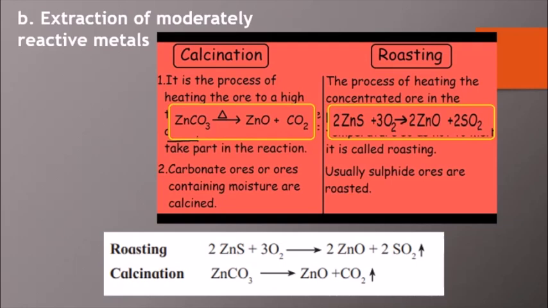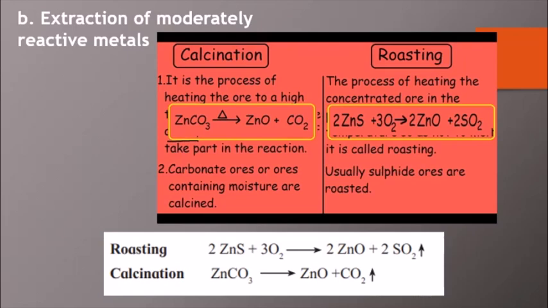Next is the extraction of moderately reactive metals, which are present in the middle of the reactivity series, like lead and copper. These are the moderately reactive metals, and they occur as their carbonates. It is very difficult to obtain metals from their carbonates, so in the first step, if we have to separate the metal, we need to convert it into oxide. First we will convert the metal carbonate into oxide, and then we will separate the metal from it.